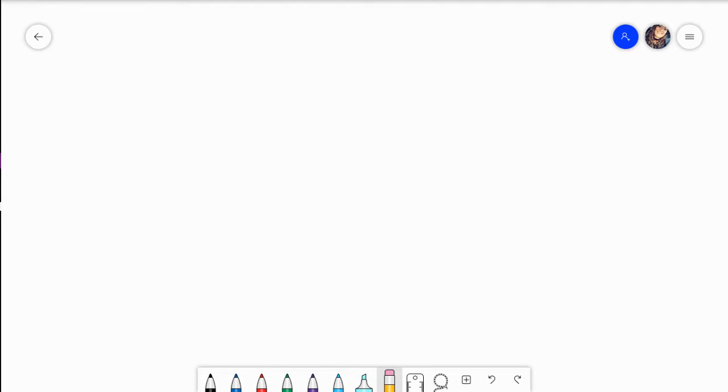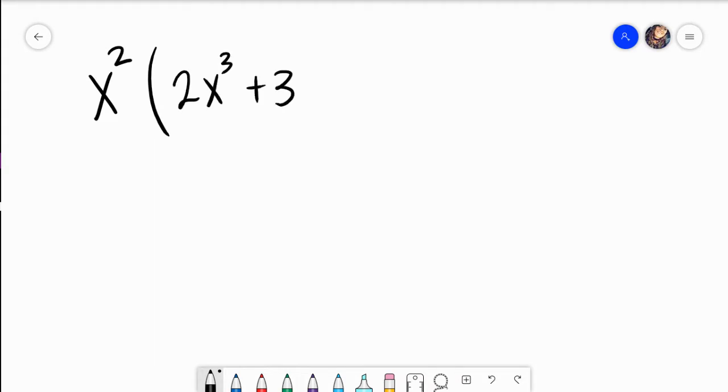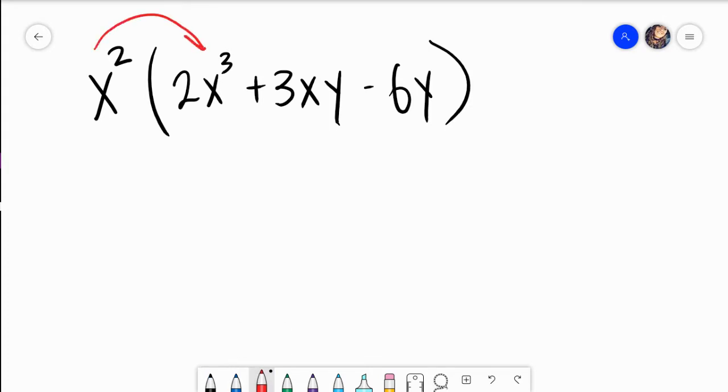If we have x squared times 2x cubed plus 3xy minus 6y. It being right next to the parentheses would imply multiplication, and then we're going to do our multiplication. We're going to distribute that 1 in front of the x squared. We do 1 times 2 is 2. Okay, signs are the same, so it's positive, and then now you look at your variables. The product rule tells me that when you multiply variables, you keep and you add.